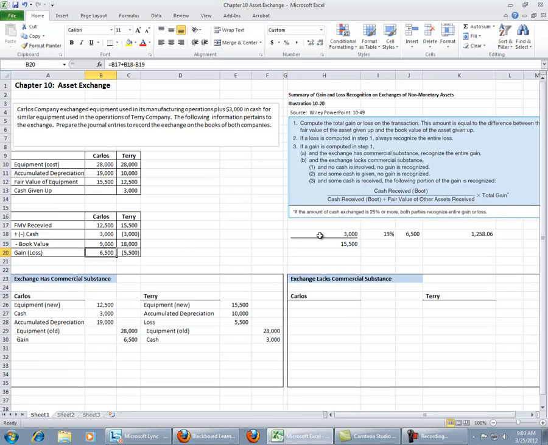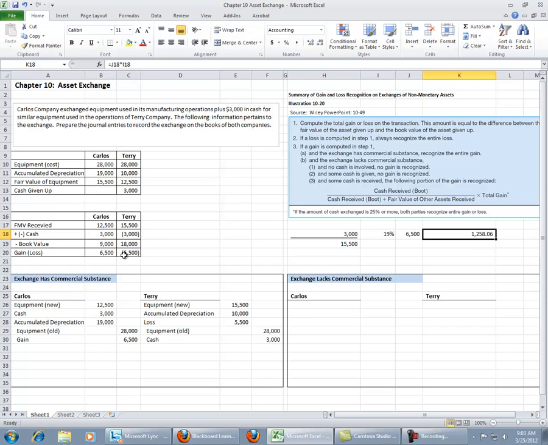I have that set up down here, and I want to walk you through it. So the gain is determined by first taking the cash received, which is the $3,000, which we call the boot. We divide that by the fair market value of everything that we've received, the cash of $3,000 plus the asset fair value. That ratio then is 19%. We take that and apply that to the entire gain of 6,500, and we determine that the gain to be recognized is 1,258. That's how much we'll recognize, so we'll defer the difference.